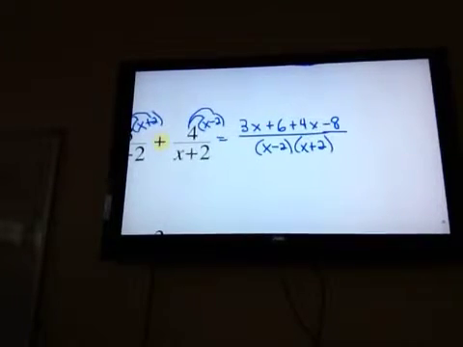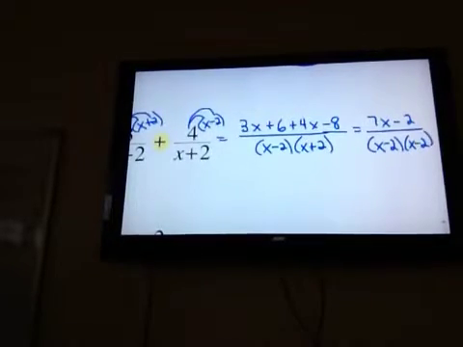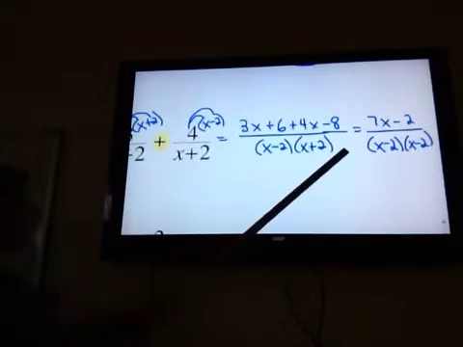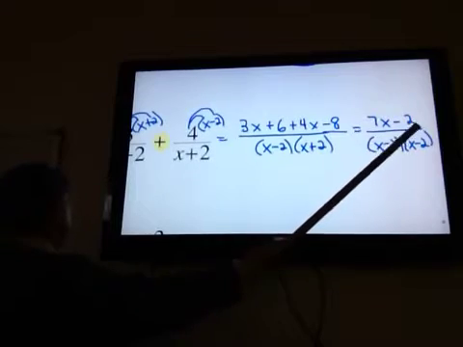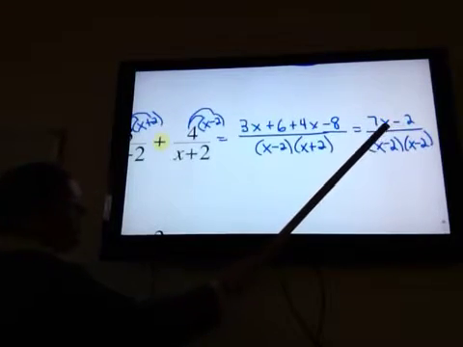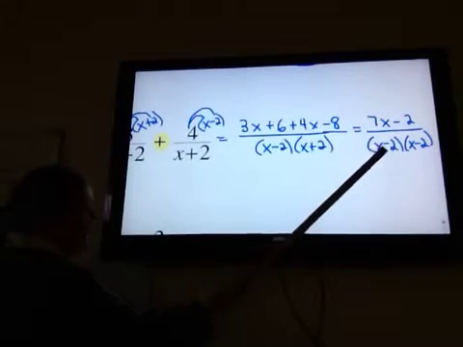3x and 4x is 7x. Positive 6 and minus 8 is minus 2. And then can I factor 7x minus 2? No. Can I reduce anything? No. Even though there's like an x minus 2 here, it's not the same as that one.